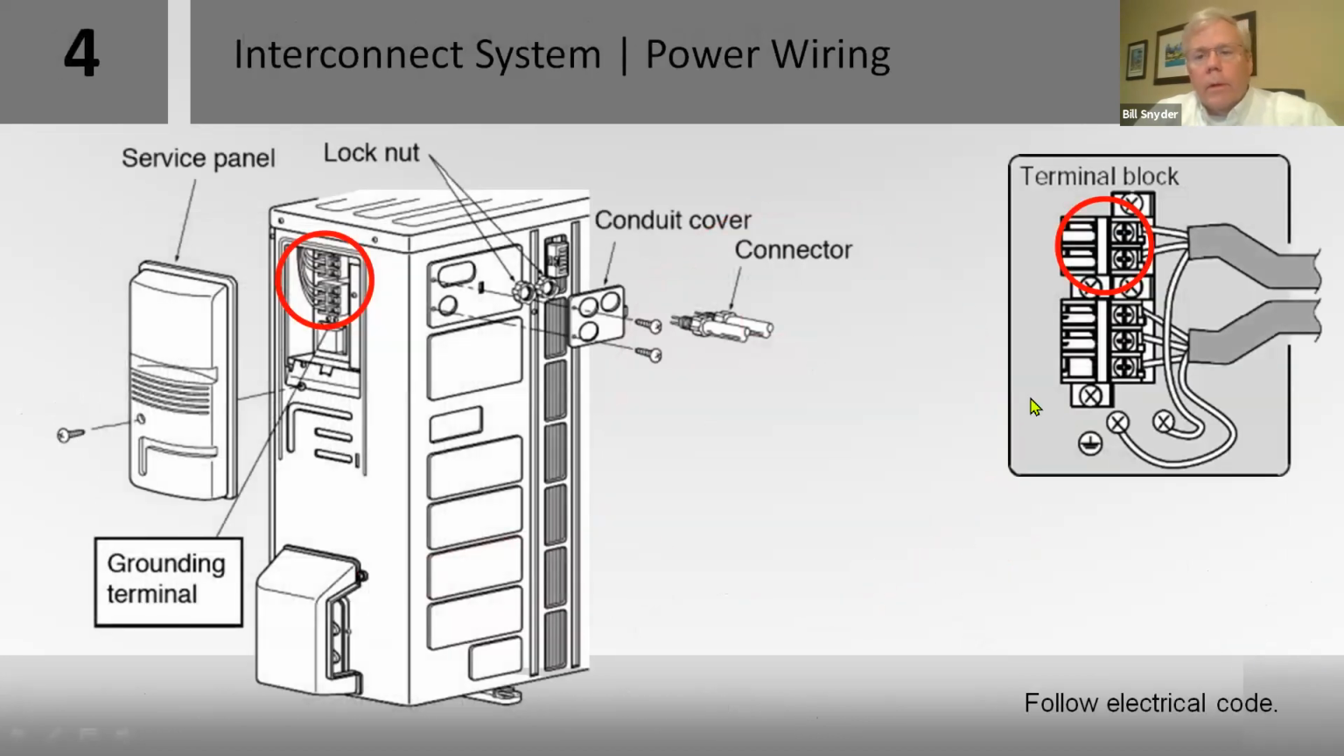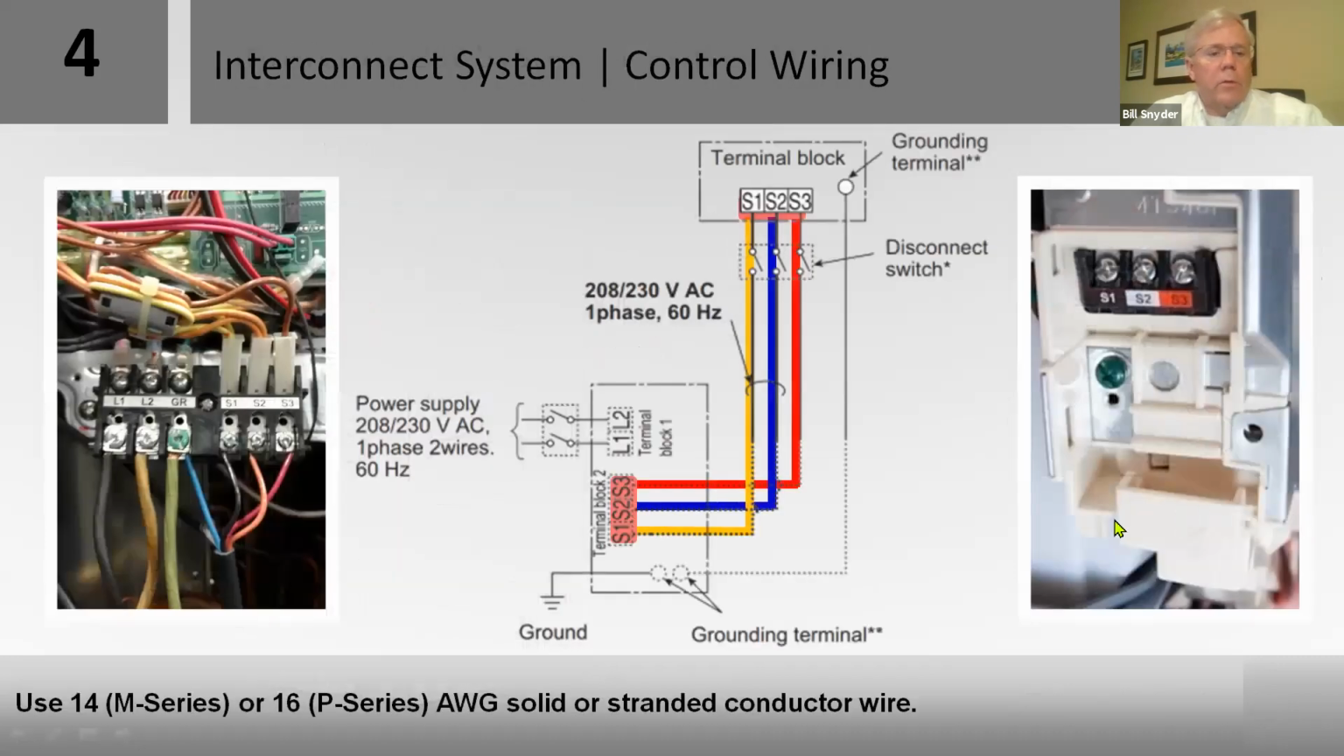Interconnecting the wiring, on a typical outdoor unit, you have your L1 and L2 coming in from the disconnect, and you have a ground. Then you leave here with an S1, S2, and S3 on the outdoor unit here, and you go to the indoor unit. Make sure it's grounded. Both lines have to be grounded. And you follow electrical code.